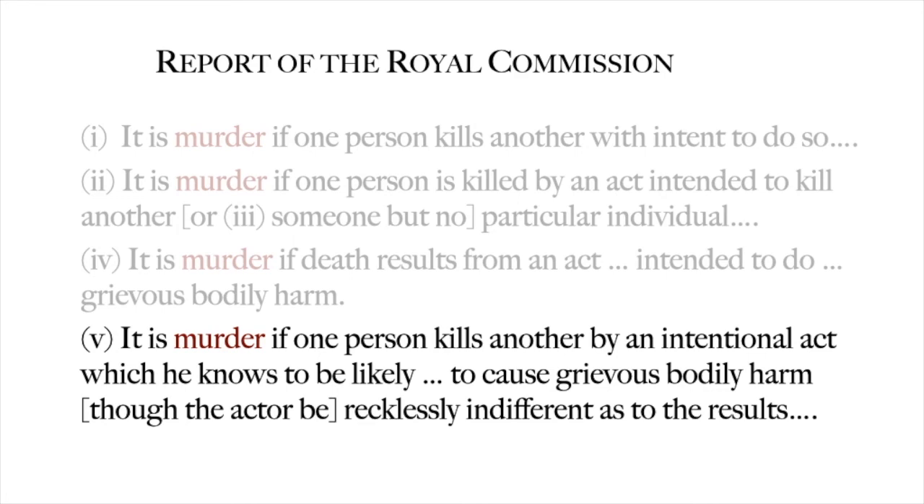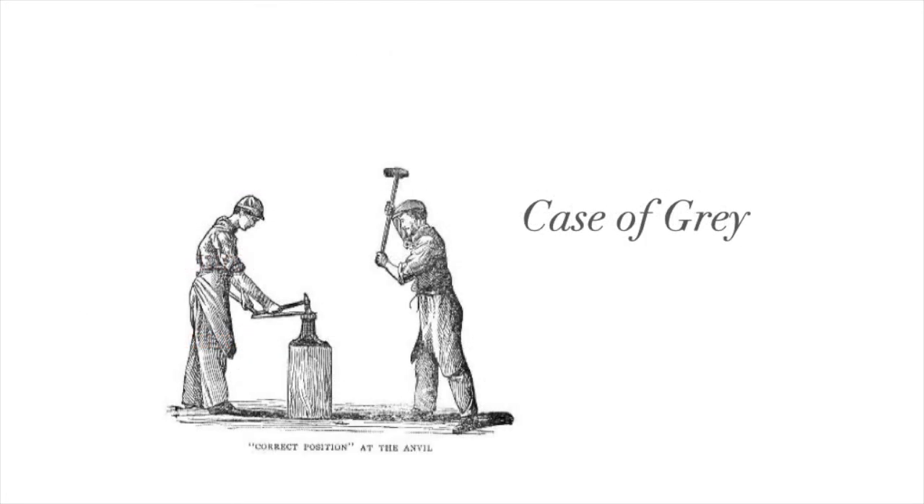This last situation is illustrated by the case of Gray. Gray was a blacksmith who grew frustrated with his apprentice. To get the apprentice's attention, Gray gave him a tap on the head, maybe only a wake-up call. Sadly, the master blacksmith misjudged, and his apprentice never woke up again. Gray was hanged. His act was reckless as to the risk of serious bodily harm, and as a result, the apprentice died. It was murder.